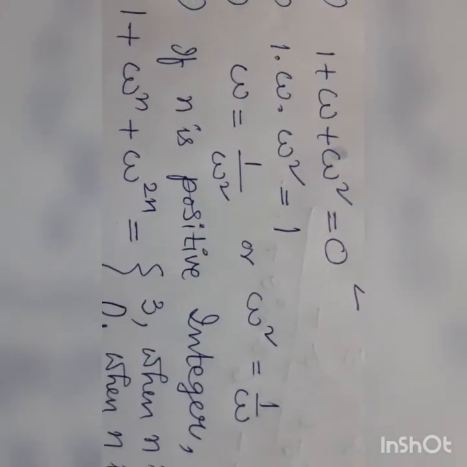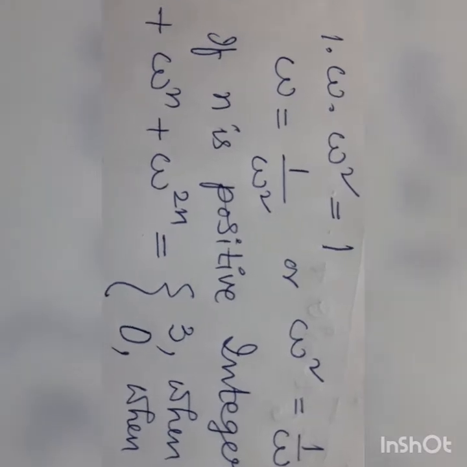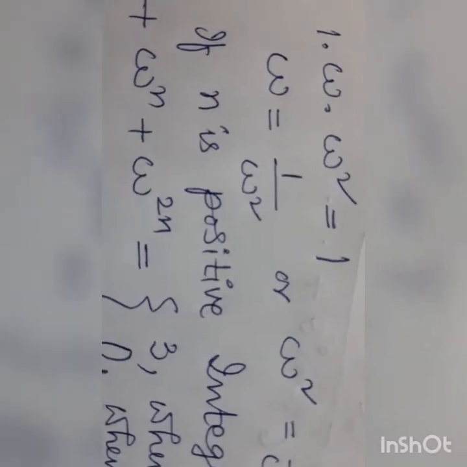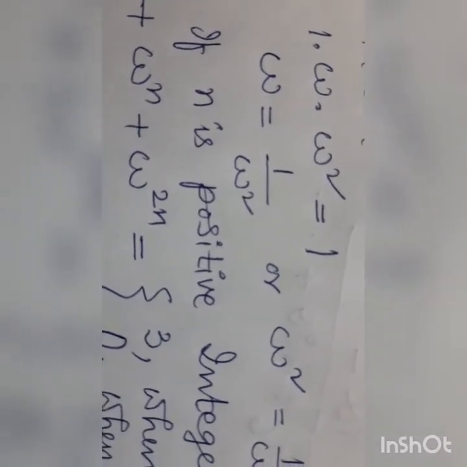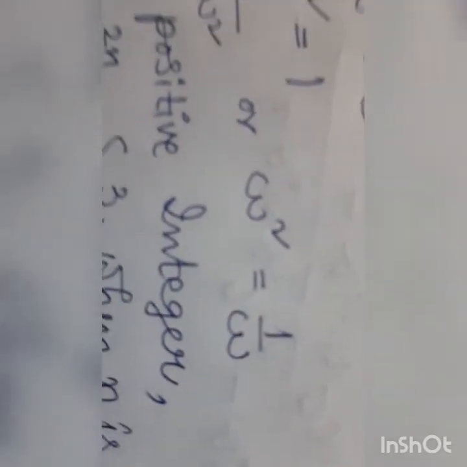Next, as 1 into omega into omega square equals 1, what will omega be? Naturally, 1 by omega square. Or omega square will be 1 by omega. Because omega times omega square equals 1, omega equals 1 by omega square, or omega square will be 1 by omega.